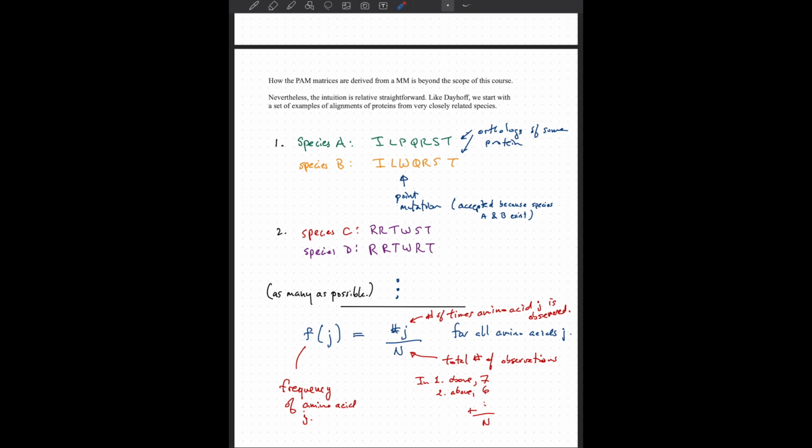So here it'd be 1, 2, 3, 4, 5, 6, 7, 8, 9, 10, 11, 12, 13. So big N would be 13, right? Because there's all these guys. It's the total number of sites. And this guy here is just the total number of times, for example, you see an I. So 1 in this example, 1 out of 13, right? That's pretty straightforward, I would imagine, for everybody.